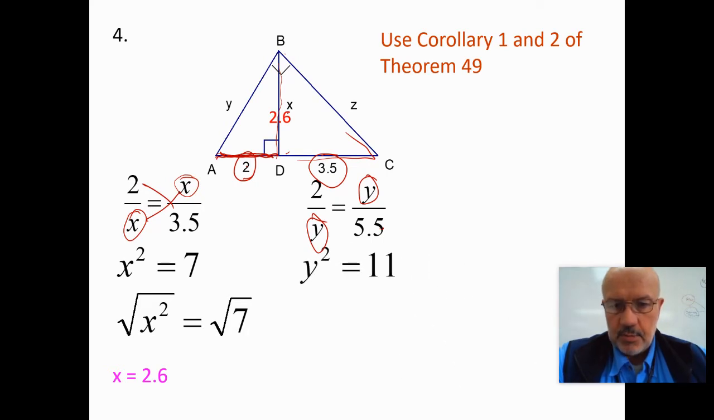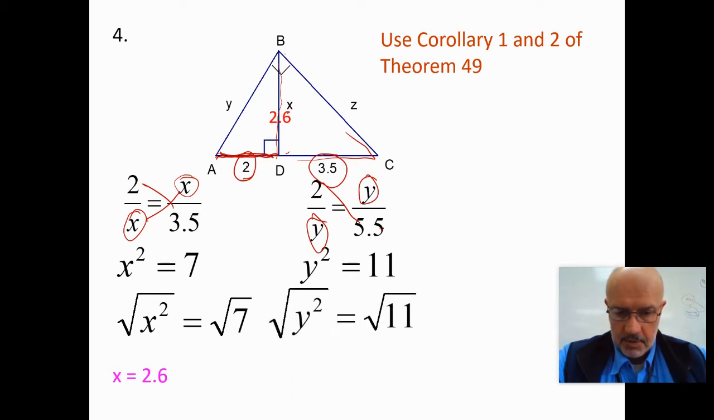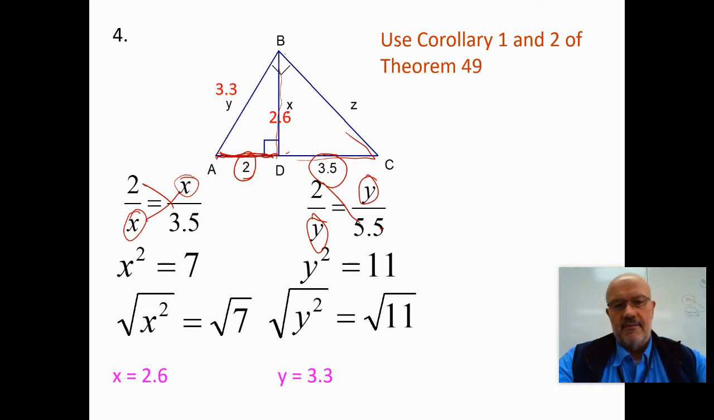Okay, so cross multiply again. 2 times 5.5 is 11, y times y is y squared. So now it looks just like the one we just did previously. 3.3, square root of 11.